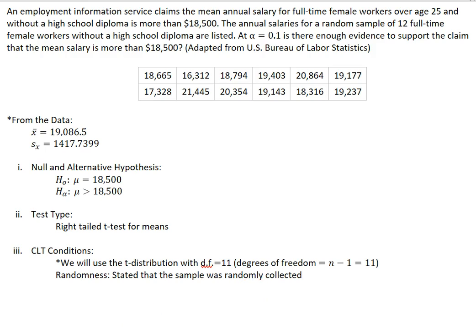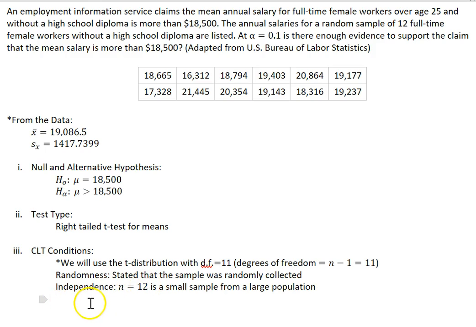Okay. Next I need independence. N equals 12 is a small sample from a large population. Remember, it's independent if my sample size is less than 10% of the population. So 12 is 10% of 120. I'm pretty sure that there are more than 120 full-time female workers over the age of 25 without a high school diploma in the United States, right? So this is a fairly good assumption that I can make here.